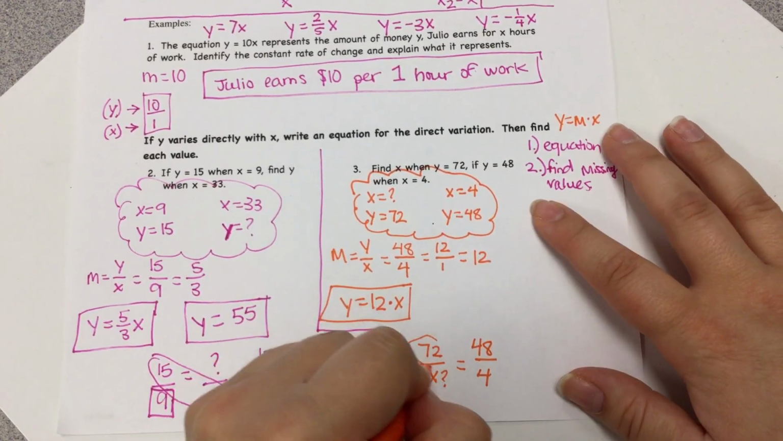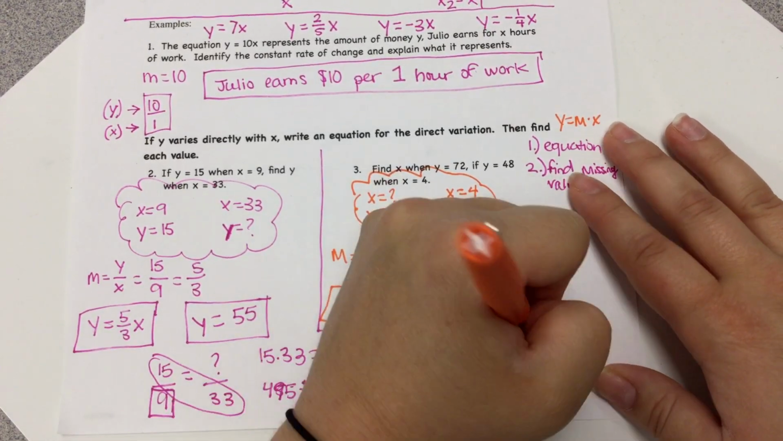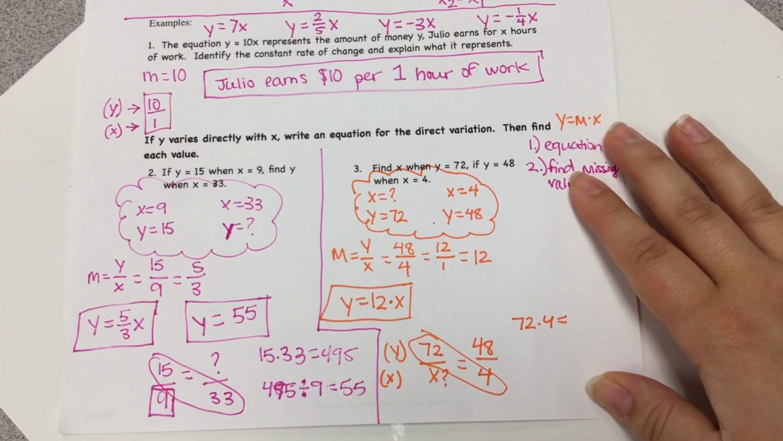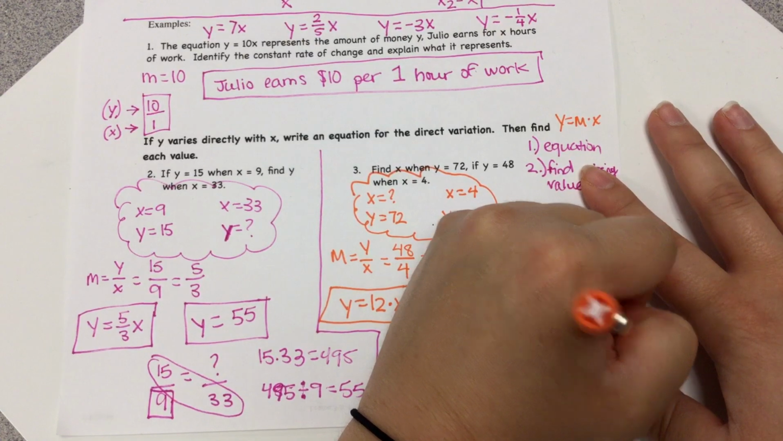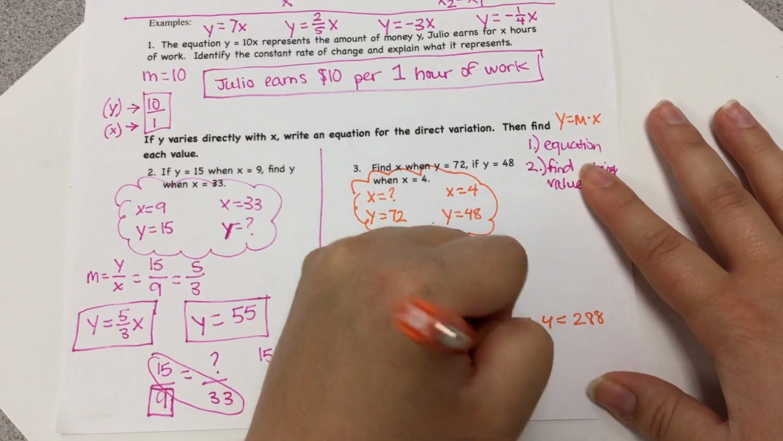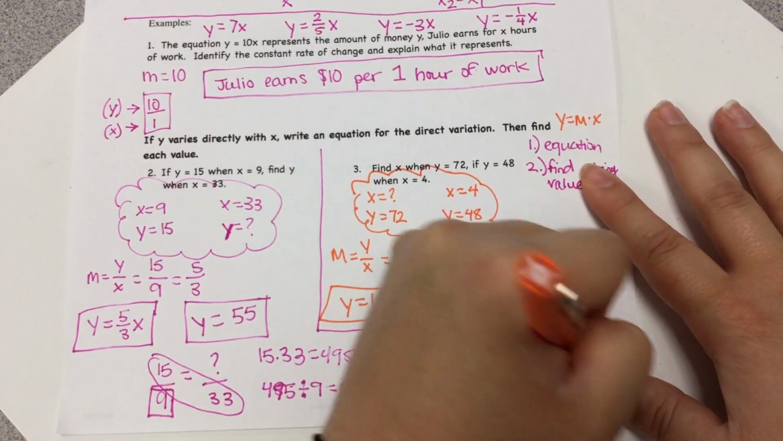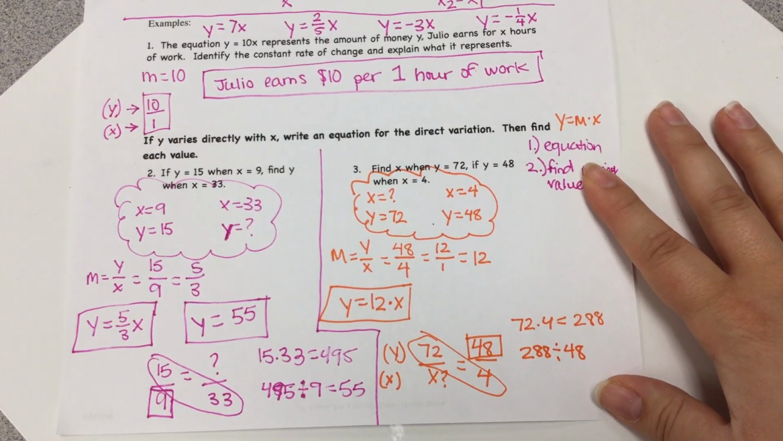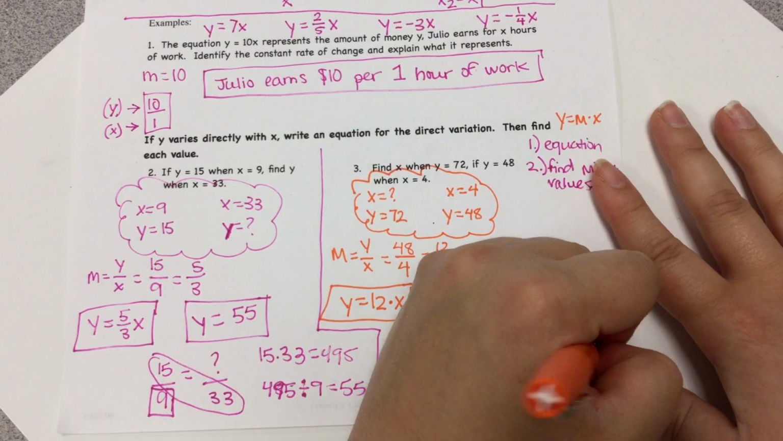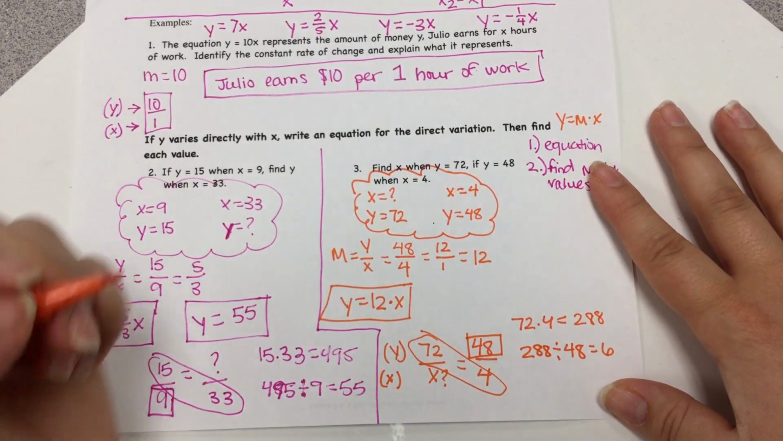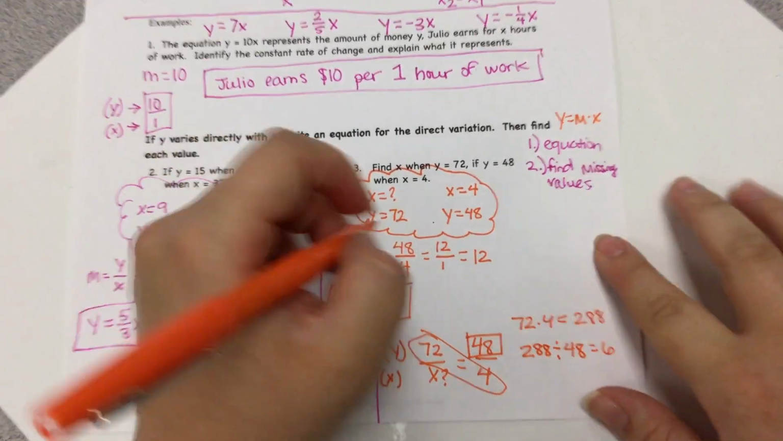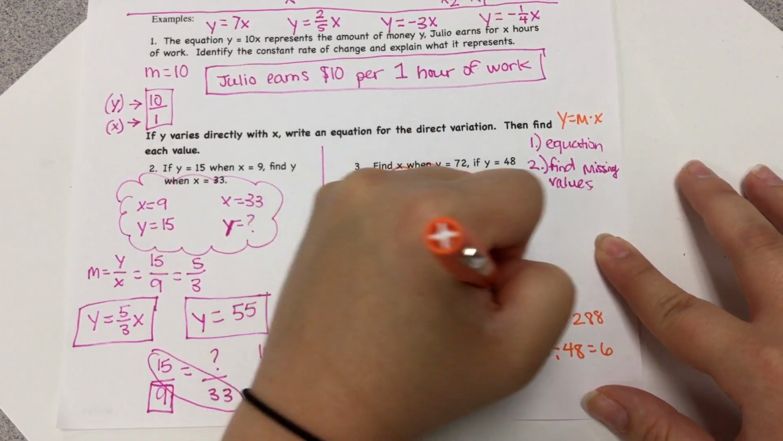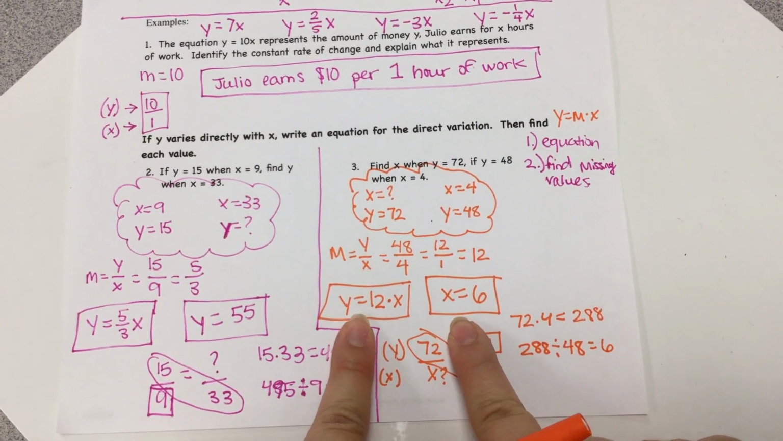Now I'm going to multiply my numbers that are diagonal from each other. 72 times 4 equals 288. Then I'm going to divide by the number that's left over. So I'm going to take 288 divided by 48, and I get an answer of 6. So I know that my missing x variable is equal to 6. And I have my two answers there.